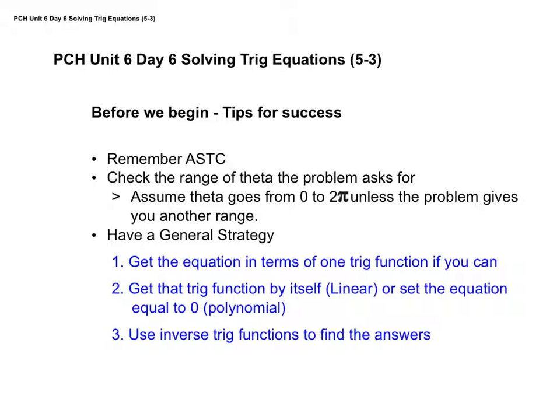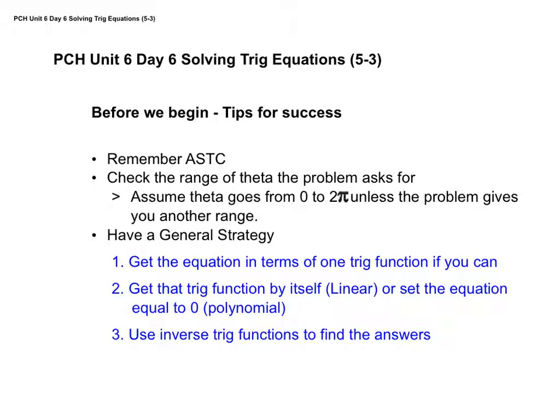Another thing that I will say is, unless you're told to do otherwise, I want you to assume that it's going to go from 0 to 2 pi. So always use that, unless the problem gives you a different range, or unless, as we'll see later, they ask you for a general solution.